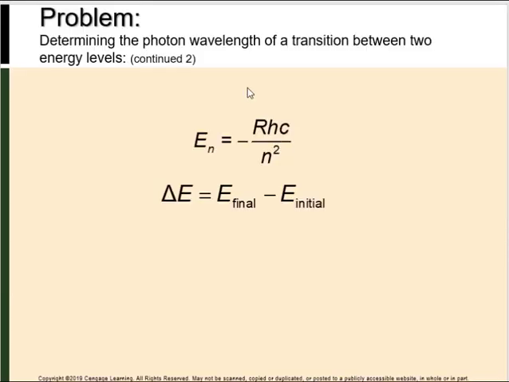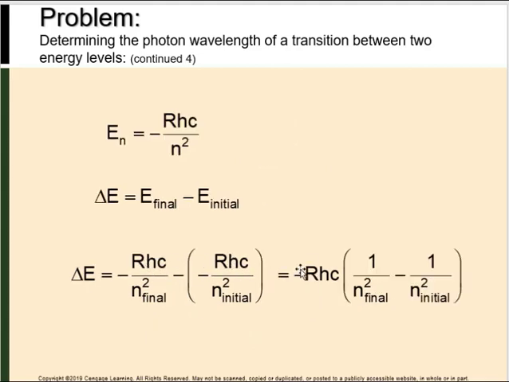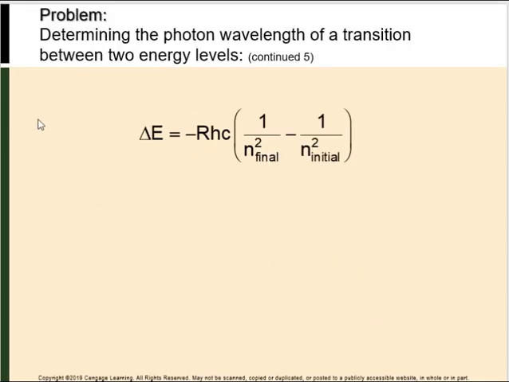So far we've covered these two equations, and we've talked about finding delta E, which is E final minus E initial, which would then look like this. But we can simplify this and pull out negative RH c and multiply it by the difference of 1 over the final n squared minus 1 over the initial n squared, to get this. So we can find this if we know the n's that we are going from and to.